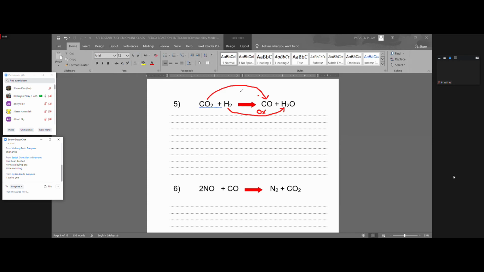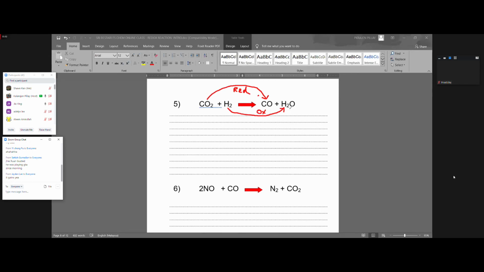Okay, all right. Your turn. This is a redox reaction. Okay, number one, this is a redox reaction. Very good. You know all the names. This is carbon dioxide, this is hydrogen, this is carbon monoxide, this is water. Use all the names. Now explain. Why is this redox?